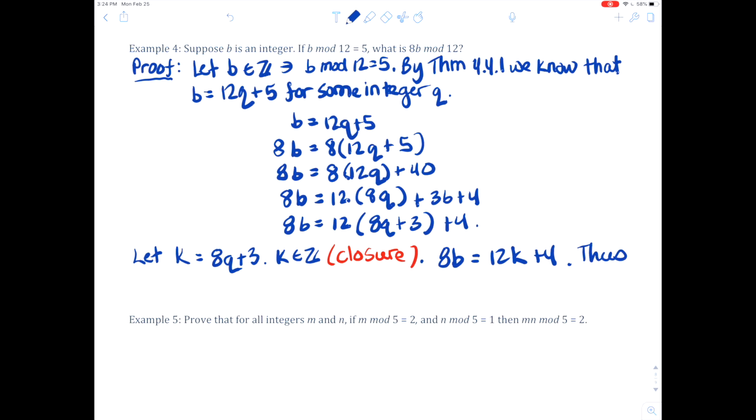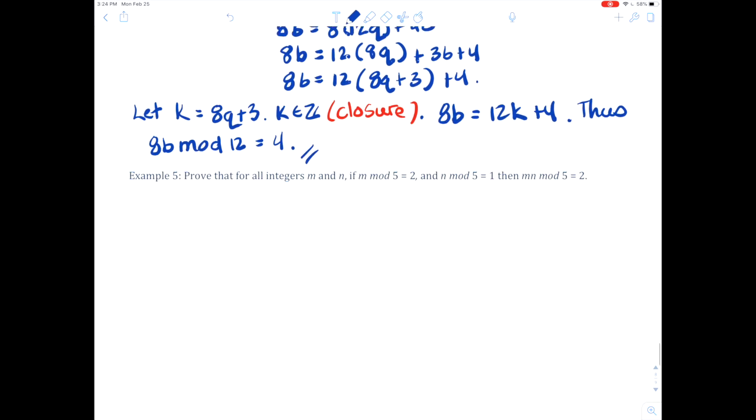Thus, 8b mod 12 equals, good, 4. And we're done. Pretty cool, huh? All right, next example.